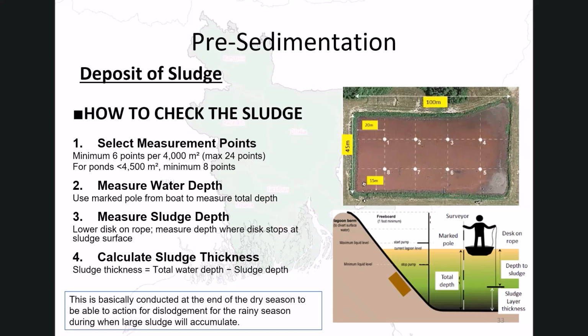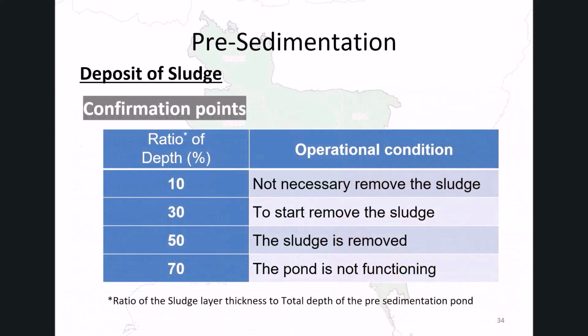This measurement should be done toward the end of the dry season so that sludge removal can be planned before the rainy season. This table shows an example of how sludge measurements can be organized. After collecting data from each point, compile the sludge thickness. When thickness reaches around 30% of the total depth, removal should be planned. At 50%, it becomes urgent.